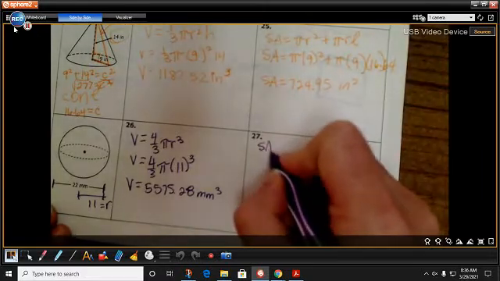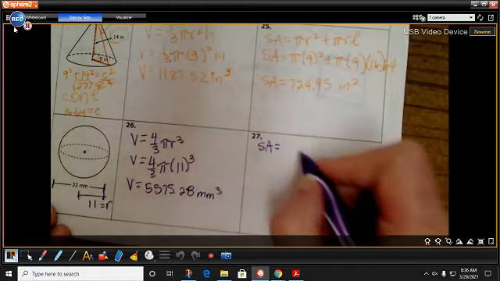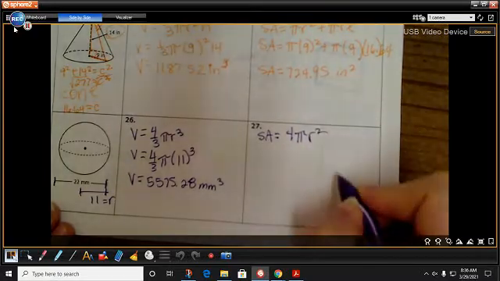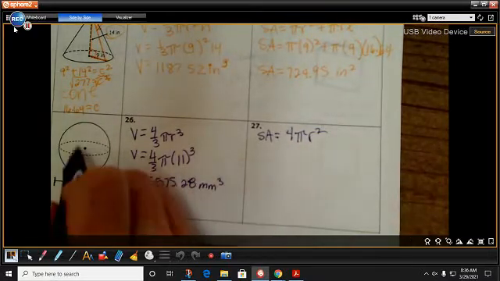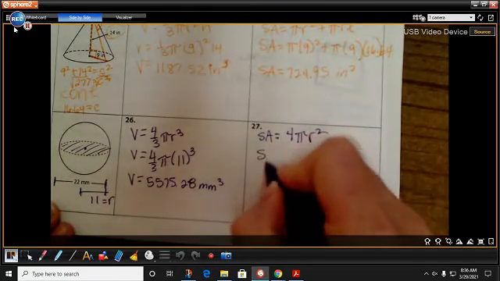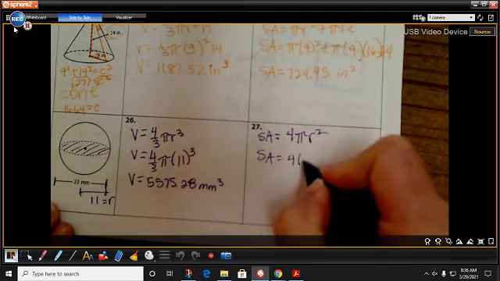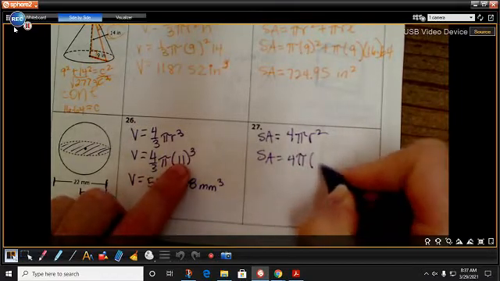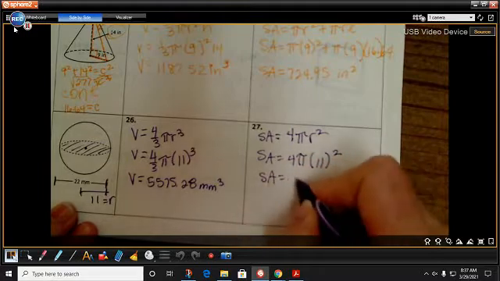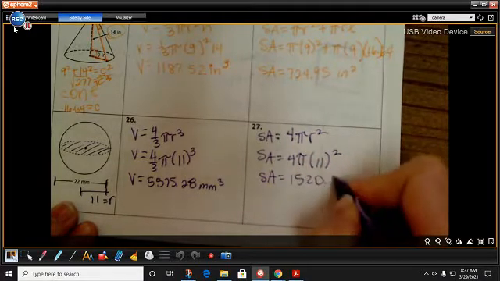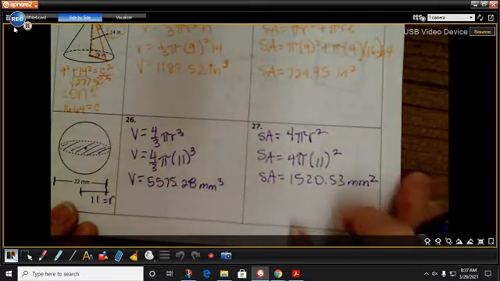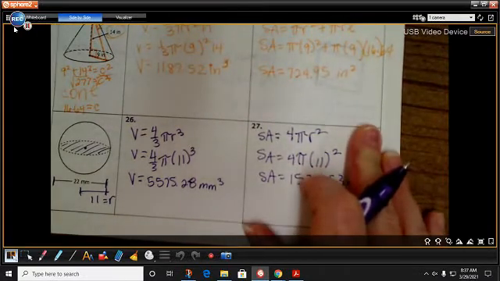For my surface area, my formula for the surface area of a sphere is 4 pi r squared. Remember, it's for the area of that great circle in there. And so I go, okay, 4 times pi times my radius was 11 squared. And my surface area comes out to be 1520.53 square millimeters, since this is a surface area.